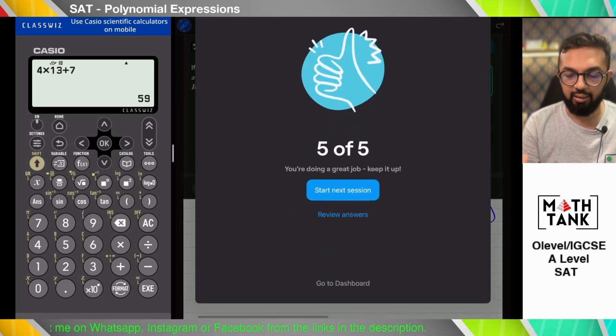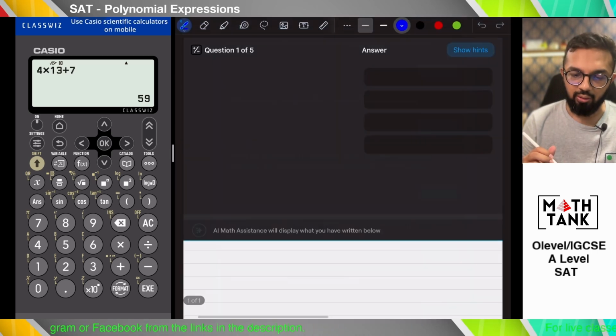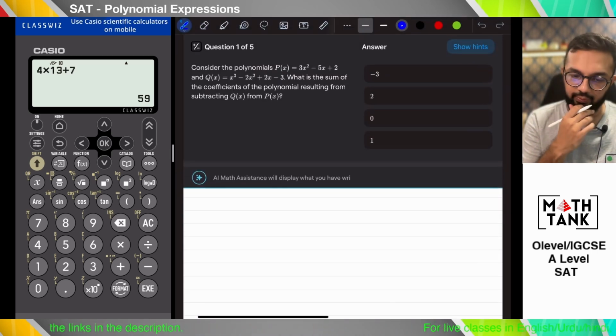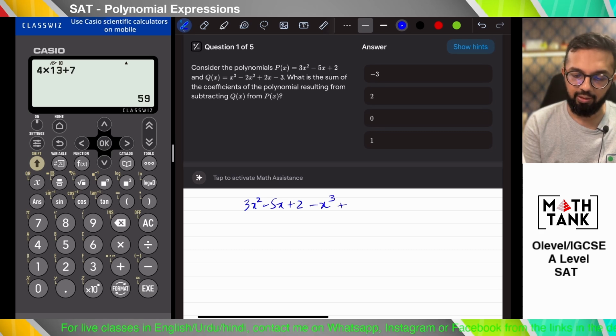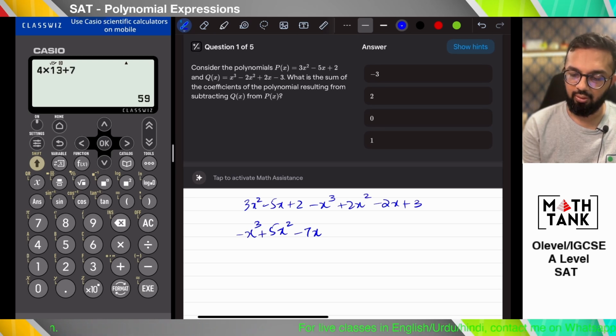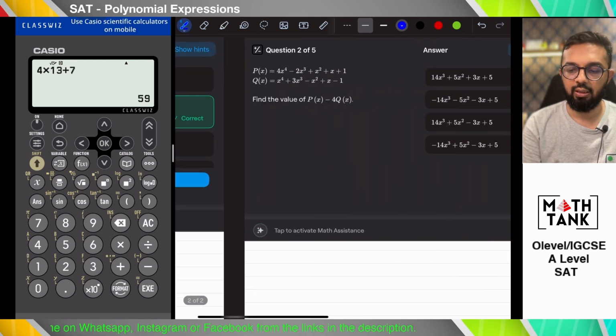I don't need to add everything else. Let's do some more hard questions on this. Okay. Subtracting Q(x) from P(x). So 3x squared minus 5x plus 2 minus x cubed plus 2x squared minus 2x plus 3. So I get 5x squared minus 7x. There's an x cubed here plus 5. So minus 1 plus 5 minus 7 plus 5. So 10 minus 8, that gives me 2. Sum of the coefficients, that should be the correct answer.